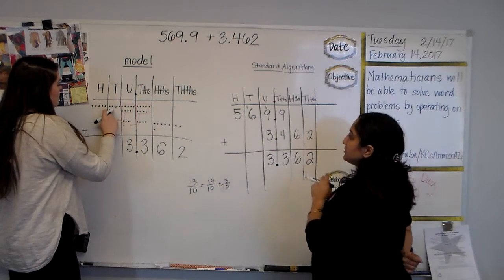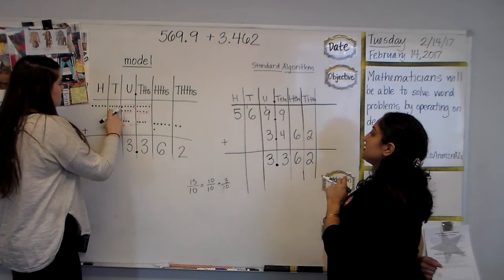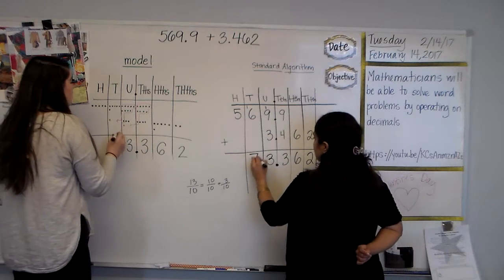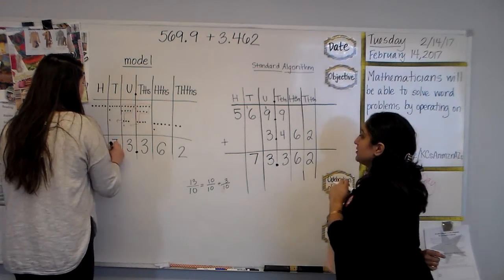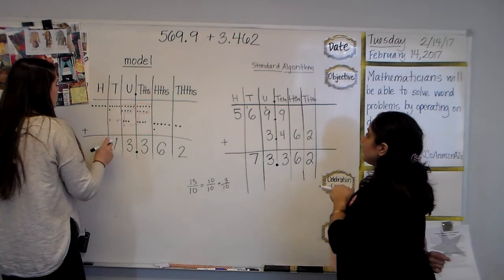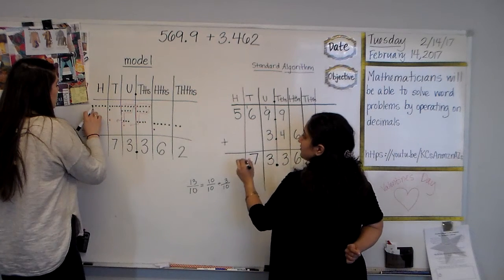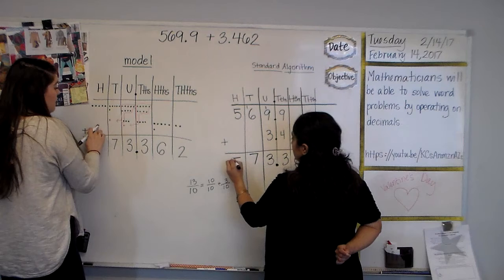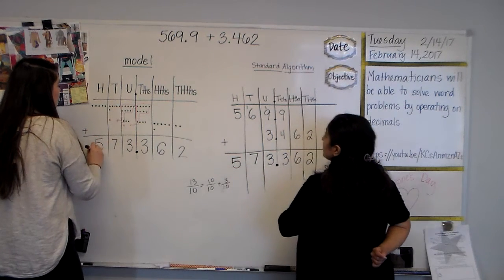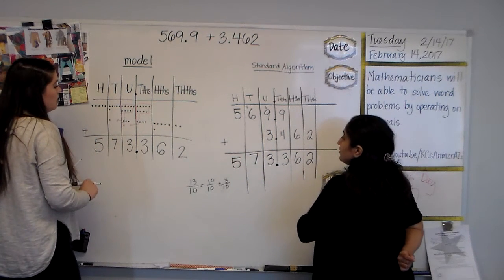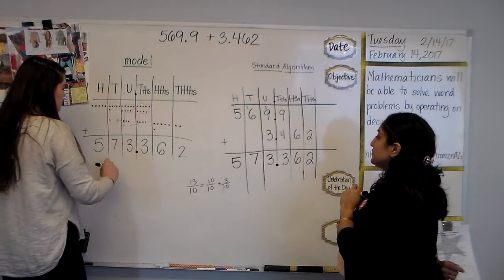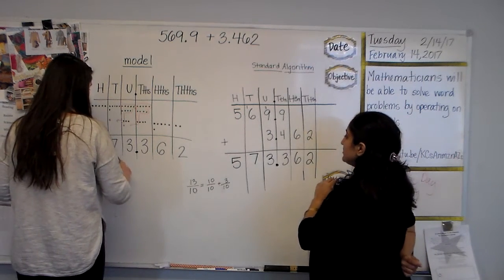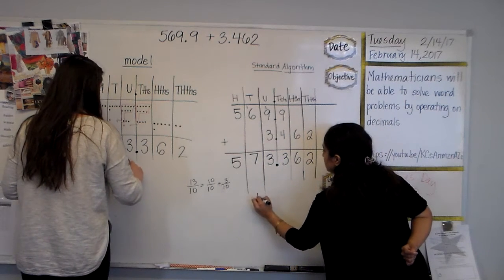1 ten, 2 tens, 3 tens, 4 tens, 5 tens, 6 tens, 7 tens. That's not greater than 10, so we can just go ahead and write that down. And let's move to the hundreds place. 100, 200, 300, 400, 500, added to no hundreds is 5 hundreds. So our final answer is 573 and 362 thousandths.